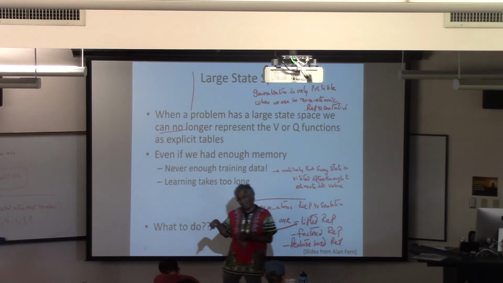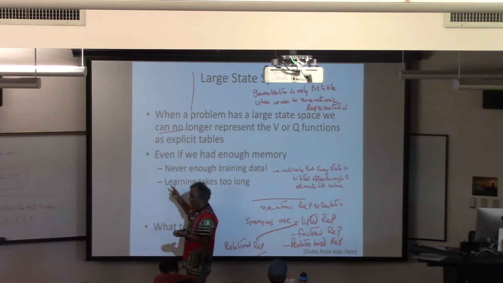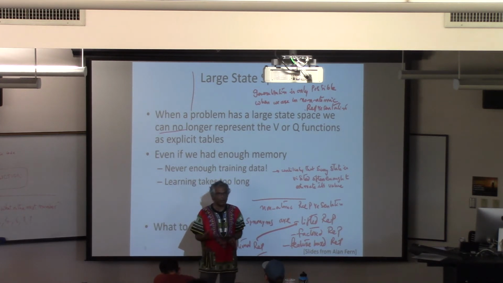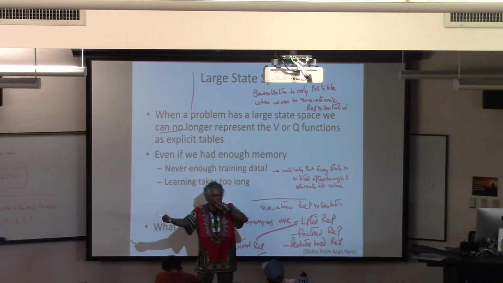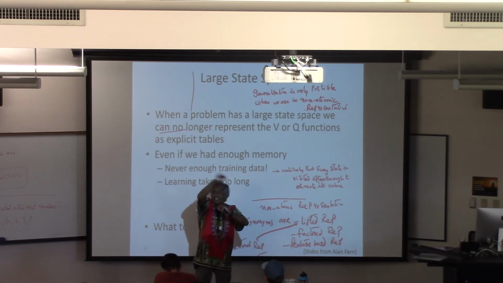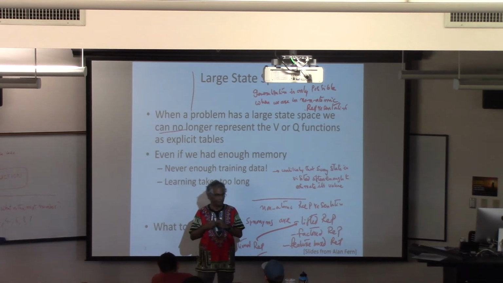But as I said, the second reason why you are interested in how to deal with large state spaces is, with a small number of examples, you want to be able to learn something about the value, not just of this state, which transitioned to this other state, but of all states similar to it. Do you see what I'm saying?